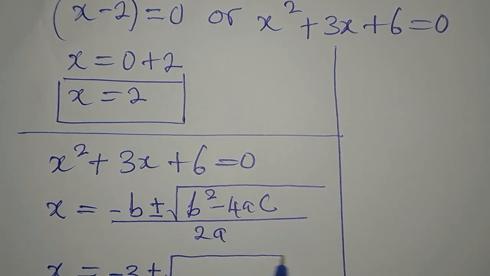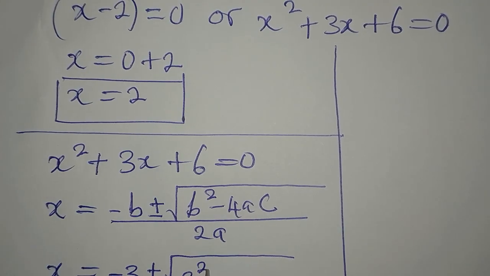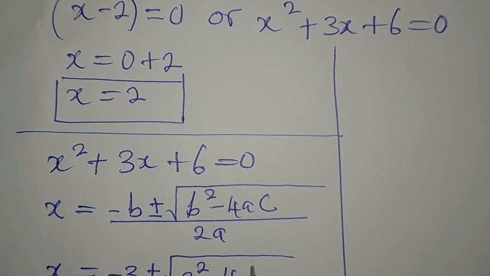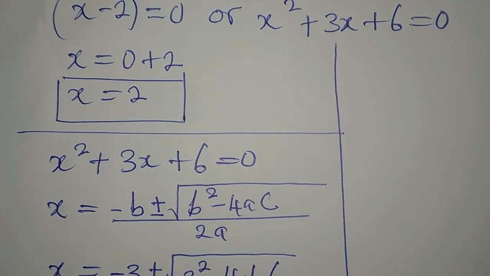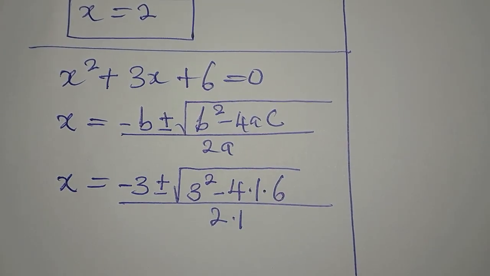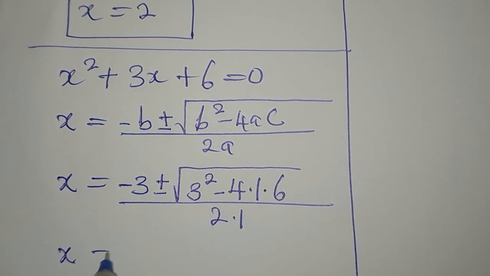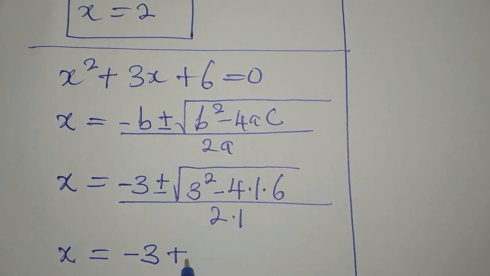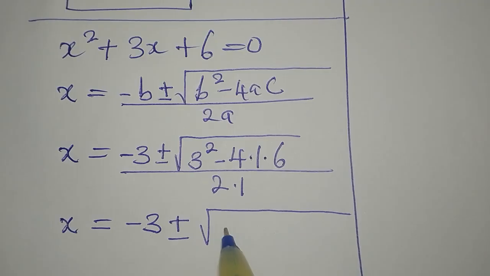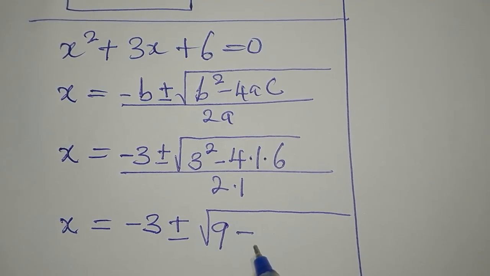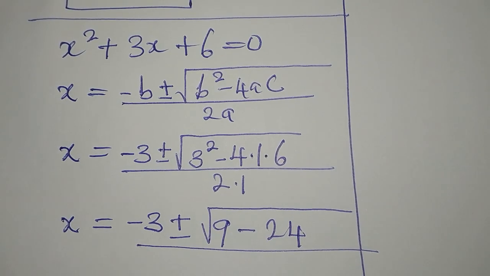Plus or minus b squared, which is 3 squared. Then minus 4 times a, which is 1, and c, which is 6, as we divide all through by 2 times 1. So we will now continue so that x will be equal to minus 3 plus or minus the square root of 3 squared, which is 9, minus 4 times 1 times 6, which is 24. This is over 2 times 1, which is 2.